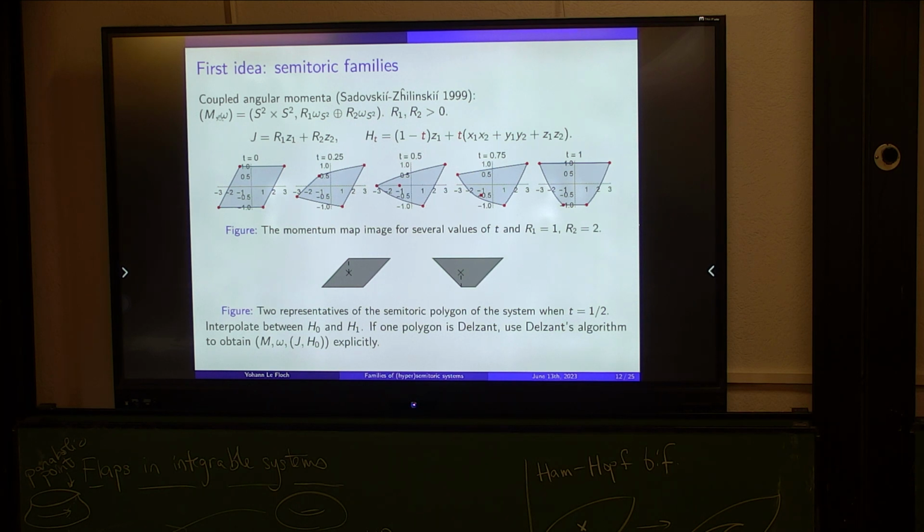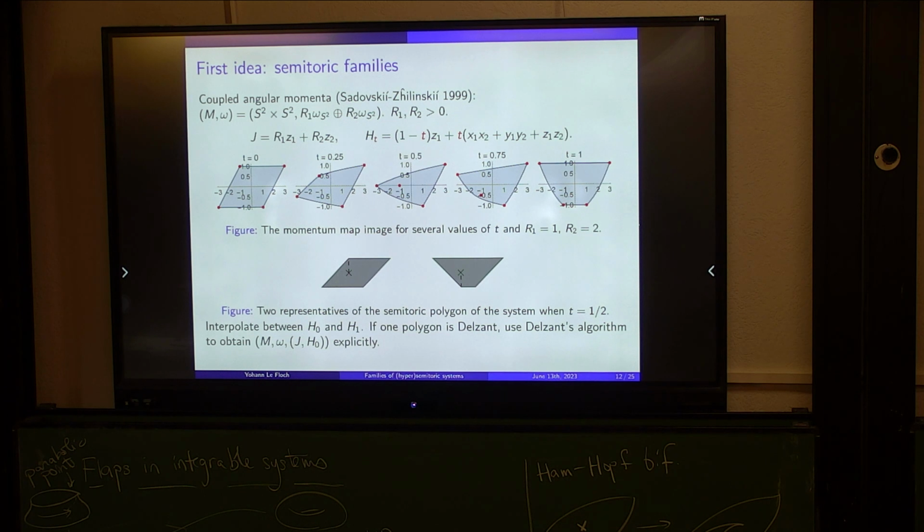I want to keep a fixed Hamiltonian S1 space M, omega, J, and I want to change H, and I want to interpolate in the same way. So I would like to find some H0. So I have J, H0 by Delzant's algorithm applied to this polygon. Okay, and then if you manage to come up with something that allows you to find a good way to obtain H1, a good H1, and you interpolate between H0 and H1 in this way, maybe you will be lucky and you will get your family of systems that in the middle is semitoric with one focus point and exactly this polygon. Okay, is this okay? Yeah.